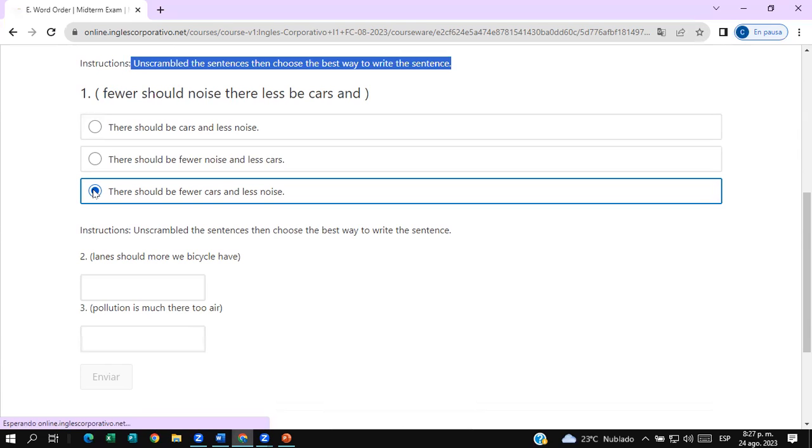Unscramble the sentence and choose the best way to write sentences. It says, lanes, should, more, we, bicycle, have. What would be the right sentence?